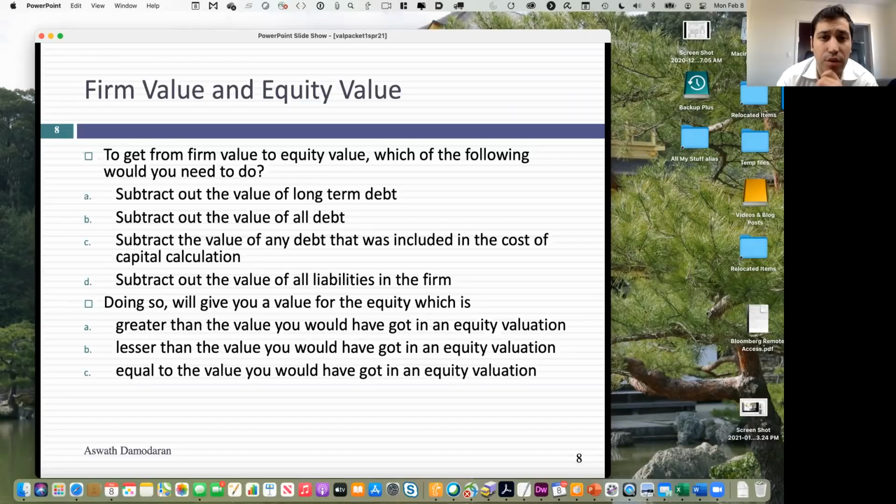I would take D off as well, because subtracting out all long-term liabilities is a mess. You're bringing in current liabilities, which are part of working capital, which should be in your cash flows. So A and D are off, which leaves you with B and C, and they're actually very close.